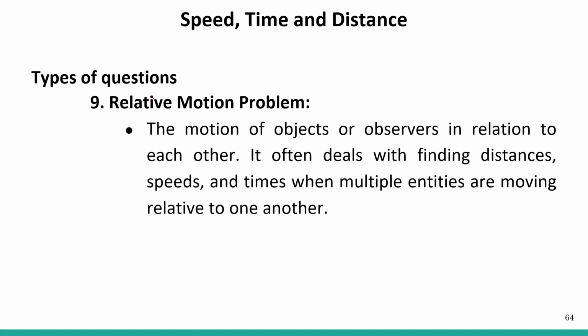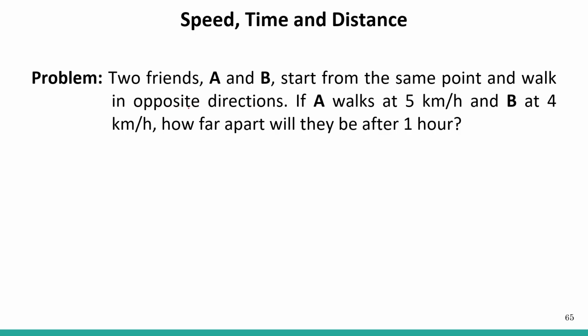So the 9th kind of question will be on relative motion problem. So that will be based on relative speed problem. So 2 friends A and B start from the same point and walk in opposite directions. A walks at 5 km per hour and B walks at 4 km per hour. So how far will they be apart after 1 hour? Their relative speed AB is equal to 5 plus 4, is equal to 9. So they will be 9 km apart, because this is the distance covered per unit time. Your unit time is given, that is 1 hour. So that's why we have directly written 9 km apart.